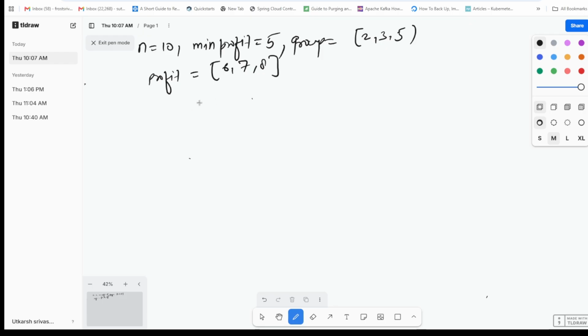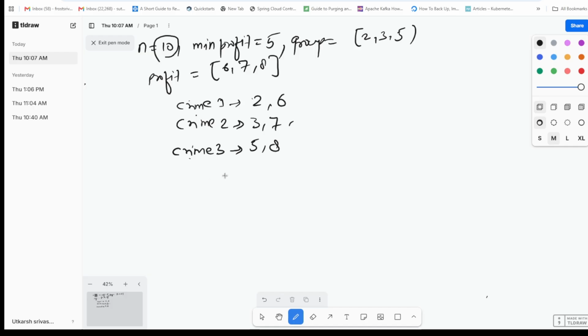And we are given group like for performing crime, for example, if we perform crime one, we will need two members from this group. The profit they will make is 6. And if we perform crime two, we will need 3 members and the profit will be 7. Similarly, if we perform crime 3, then we will need 5 members and the profit will be 8. So like this, we need to perform the crimes so that our minimum profit is at least 5, and we should not cross the member limit.